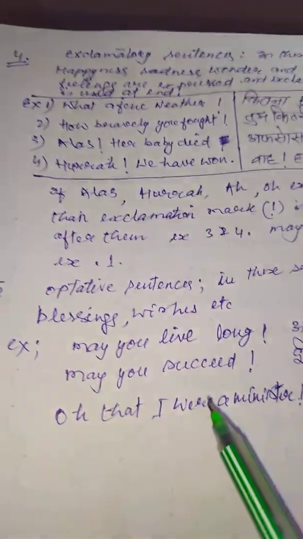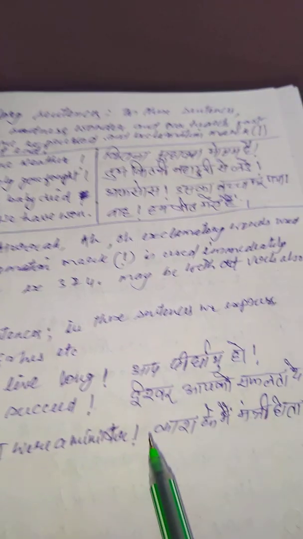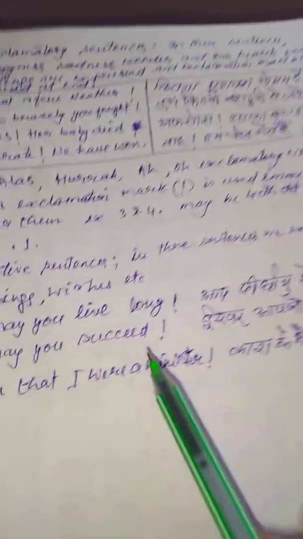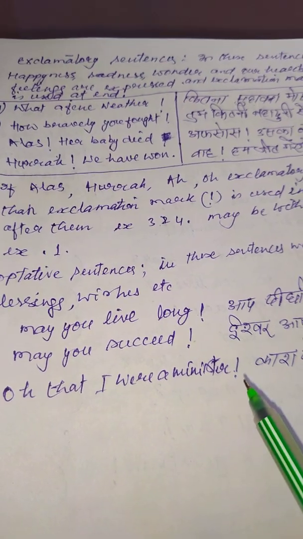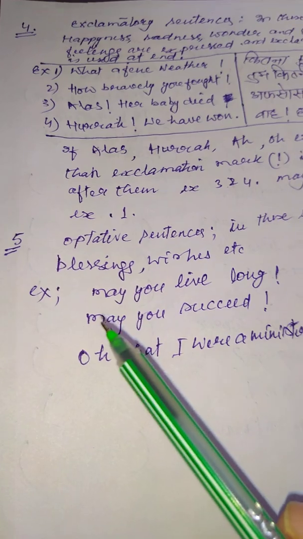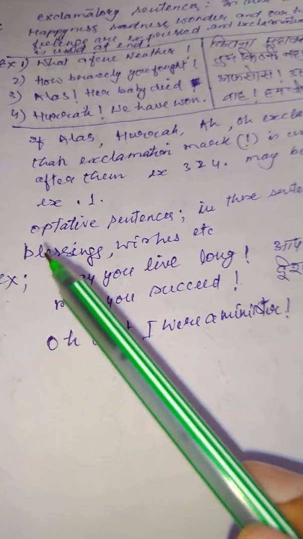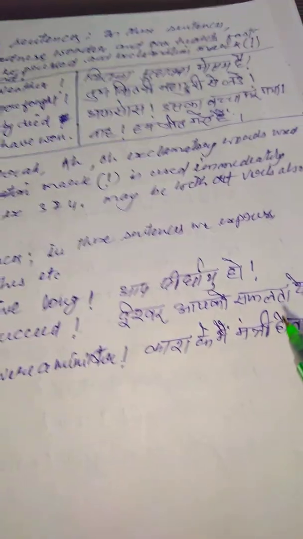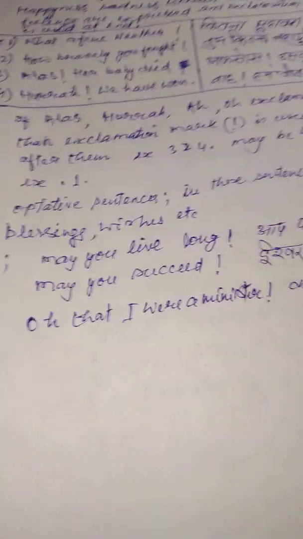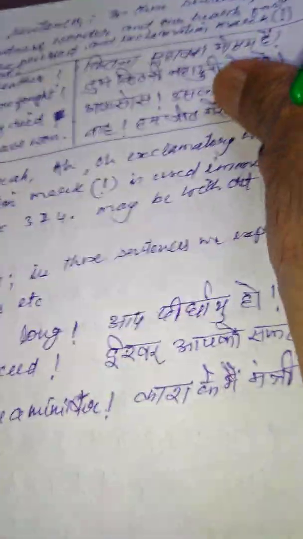Oh, that I were a minister. काश मैं मंत्री होता. See, we have not put a full stop here. We have put the sign of exclamation at the last of these sentences, in optative sentences also. Okay? Sign of exclamation at the last. So these were total 5 types of sentences.